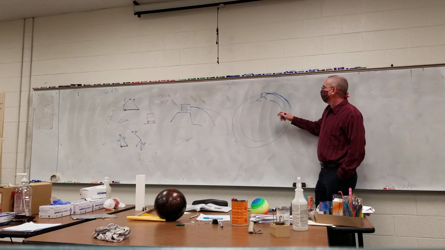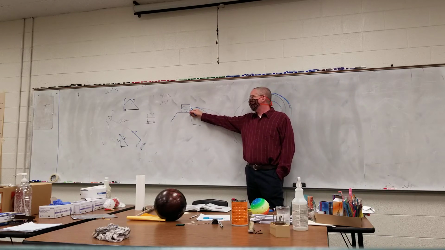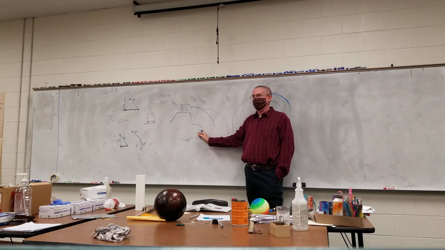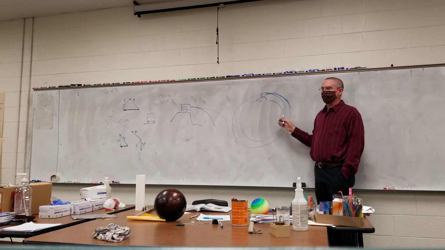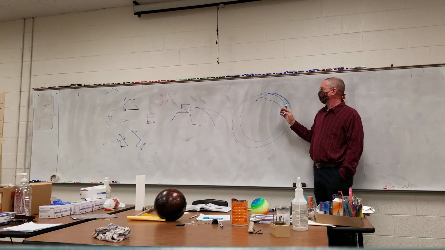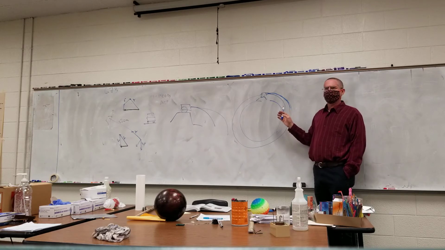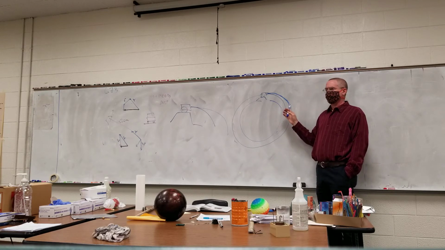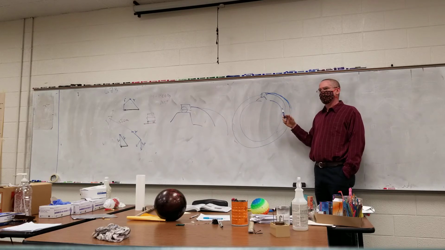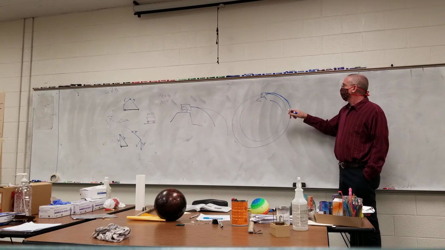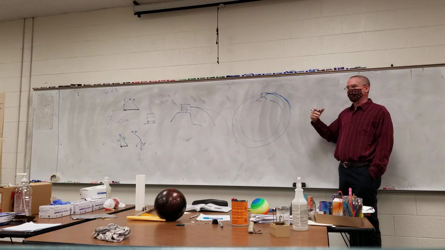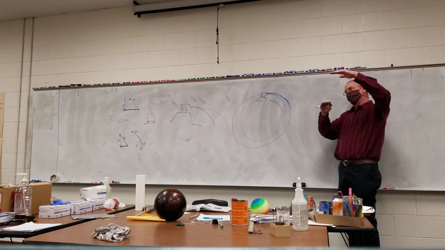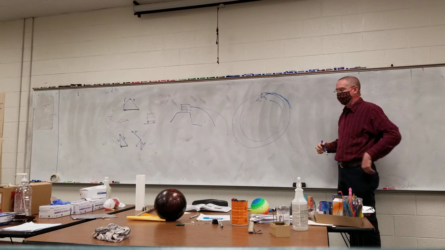In essence, once I shoot it in this situation, the cannonball starts to fall. It's still falling over here, just that it keeps missing the ground, which I think was the Phantom Tollbooth, where someone learned to fly by throwing themselves over the ground and missing. In essence, that's what's going on here. So something in orbit is actually just constantly falling. It just keeps missing because that curve happens to match the curvature of the Earth.